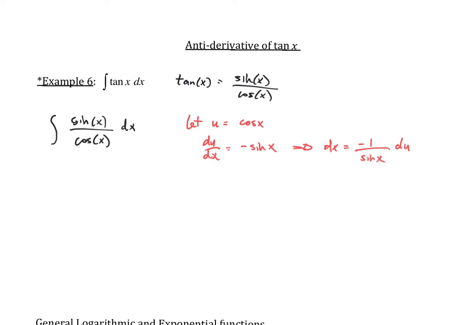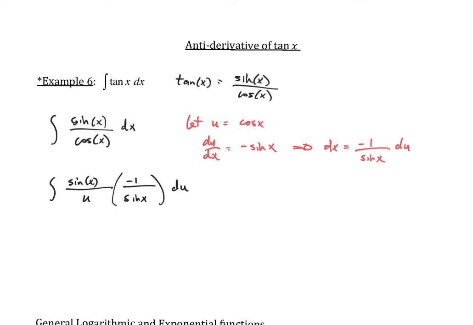Now we're going to make our substitution. So we'll have the integral. I write the sine x here in the hope that it's going to cancel out. My cosine of x is my u, so I put a u there. I replace my dx with the negative 1 over sine x, maybe I'll put that in parentheses, du like this.